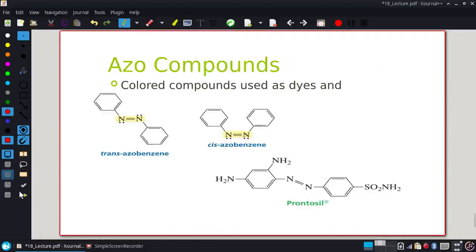We see these are actually used as dyes. So azo compounds are dyes. They're used for clothing dyes a lot, because they bond directly to the cotton fibers, so you don't get color fade with each washing.